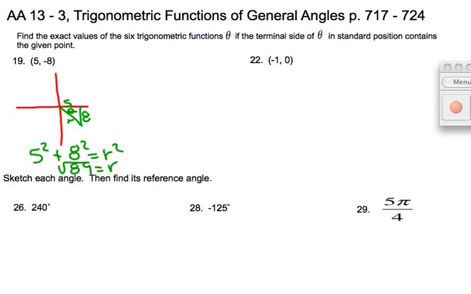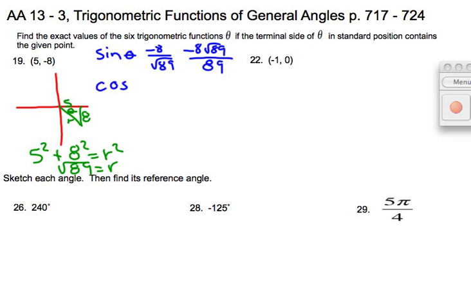So now, my sine of theta is the side opposite, an 8, over the hypotenuse, square root of 89. But again, that's unacceptable, so you should rationalize the denominator. So I'll end up with 8 square root of 89 over 89. Because it's in the 4th quadrant, sine is negative there, so we need to make it a negative.